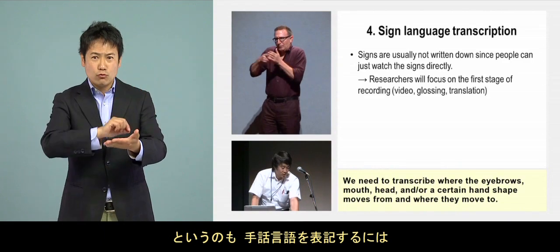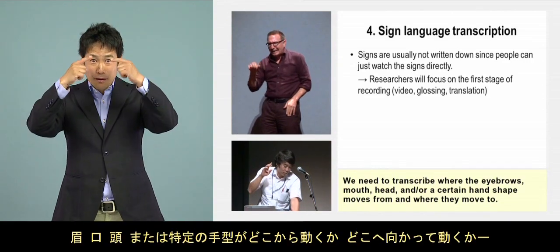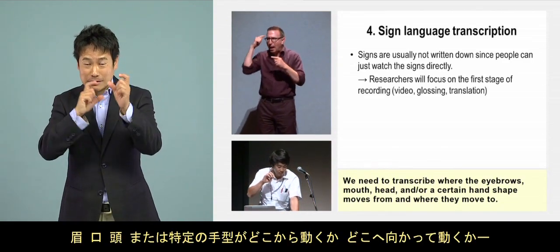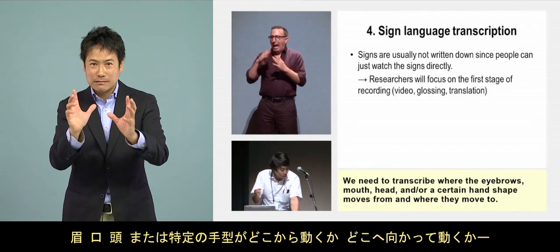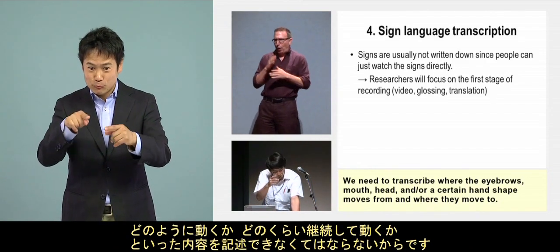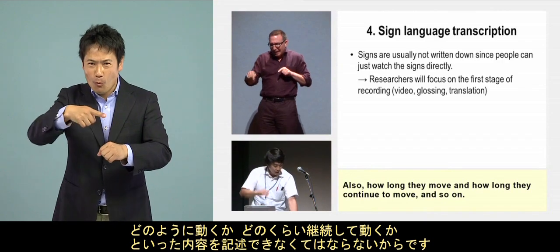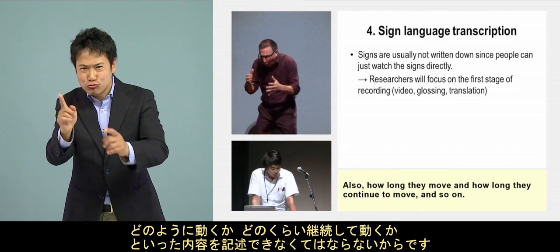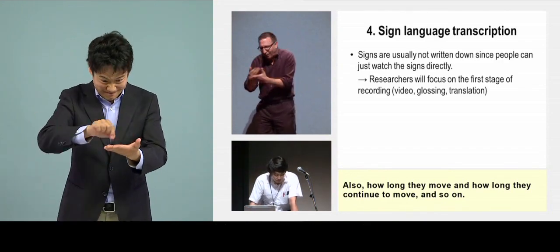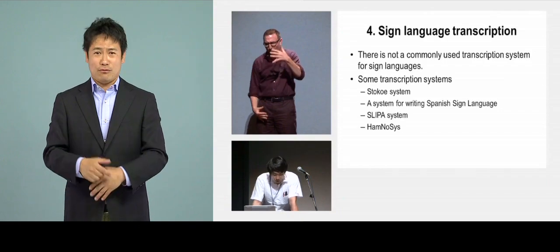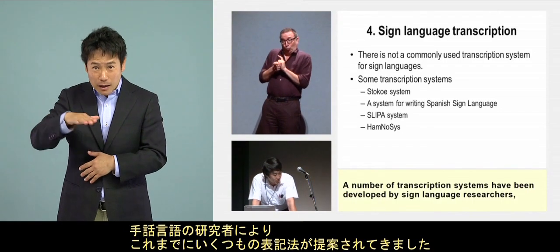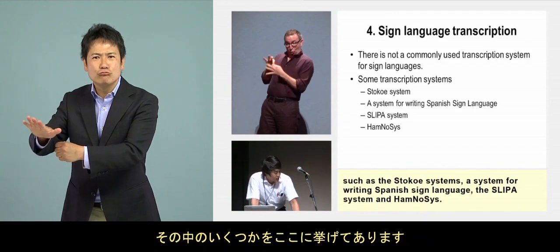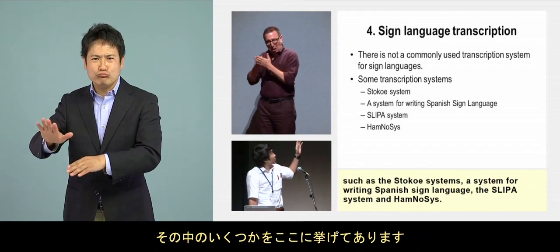We will need to transcribe where eyebrows, mouth, head, and/or a certain hand shape moves from, where they move to, how they move, and how long they continue to move, and so on. Anyway, a number of transcription systems have been developed by sign language researchers. Here, some of them are listed.